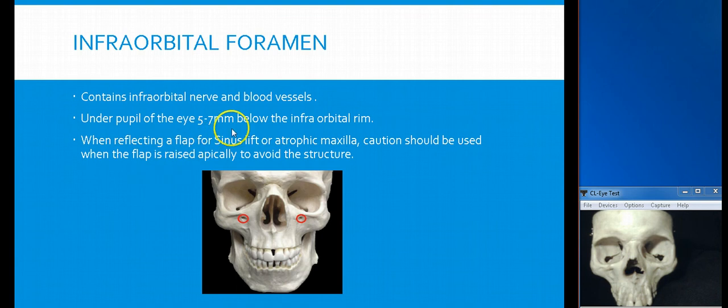So what do you have to be careful about? Obviously, when you're reflecting your flap up, you have to be careful not to impinge too much, otherwise the patient will have lack of sensation on their upper lip and they will complain for a while.